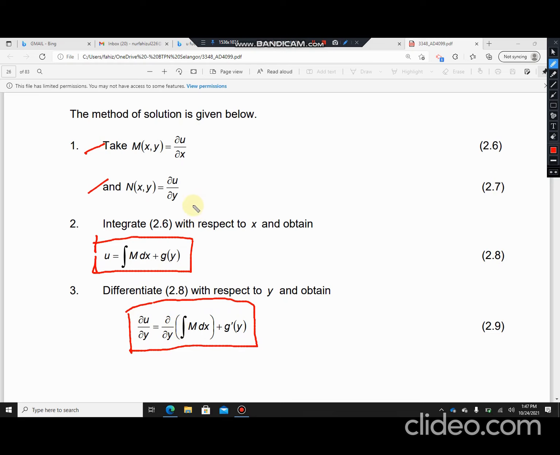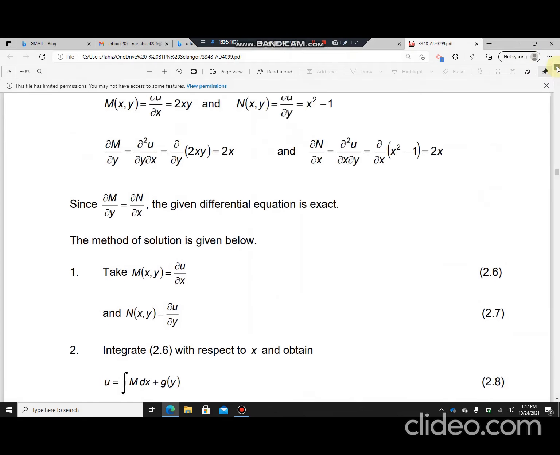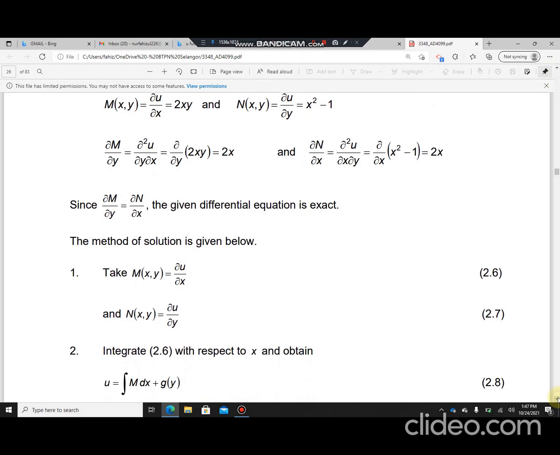Tadi yang first tadi untuk proof. Yang ni tadi. Okay, this one untuk proof kan. Given differential equation is an exact. Maknanya awak kena prove dulu kalau dia adalah exact differential equation, baru kita boleh solve. Kalau dia bukan exact differential equation, awak tak boleh solve cara exact differential equation.